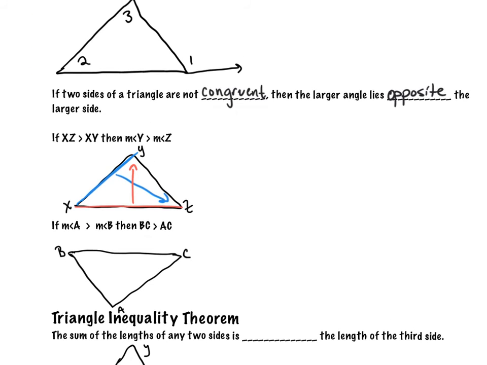It works backwards too, in that if angle A is greater than angle B, then BC, which is opposite of A, is greater than AC. So we're comparing things that are opposite. When we're doing this, we're always looking at the opposite sides. Okay?